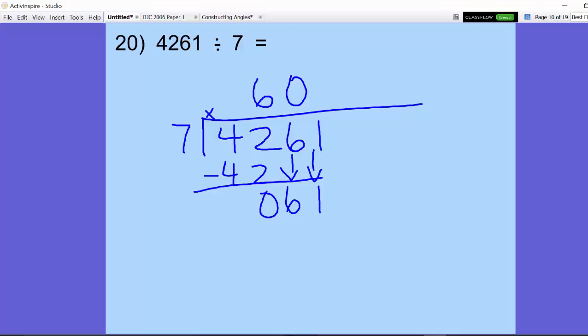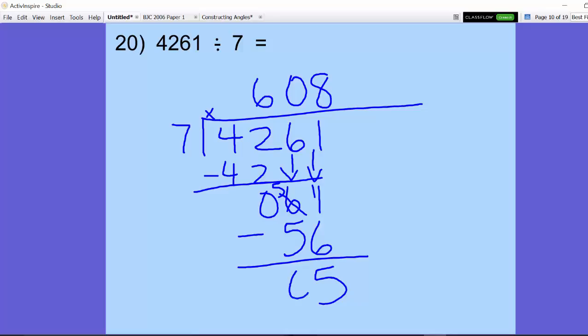7 goes into 61 8 times. 8 times 7 is 56. I can't take 6 from 1, so I'm going to borrow from this 6. This becomes a 5, and that becomes 11. 11 minus 6 is 5. 5 minus 5 is 0.